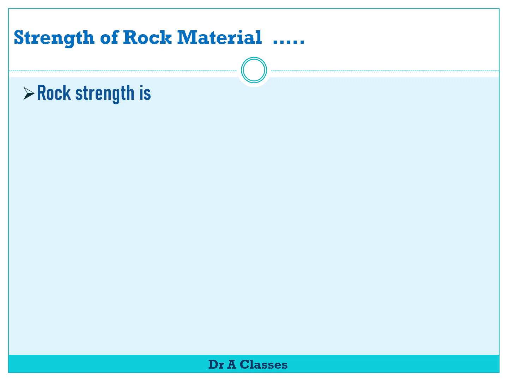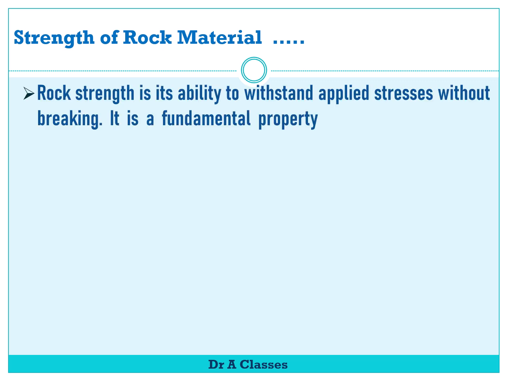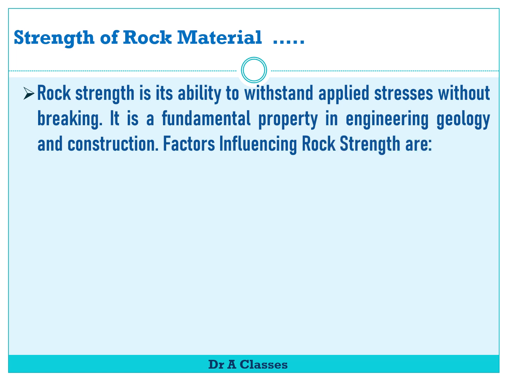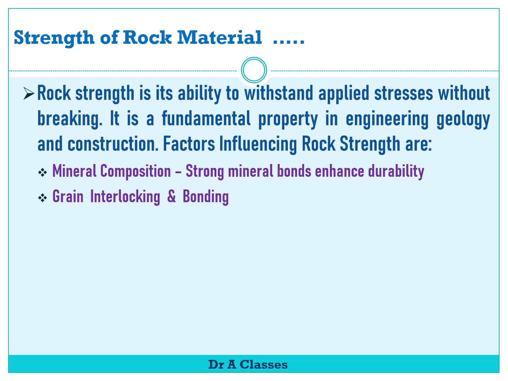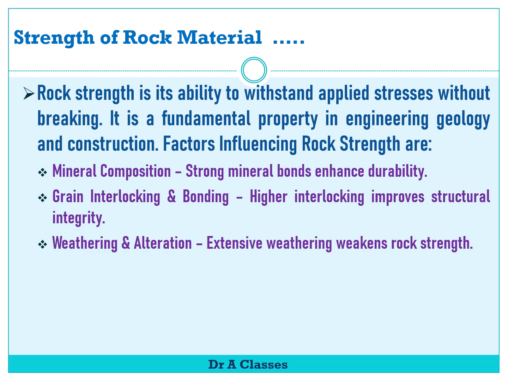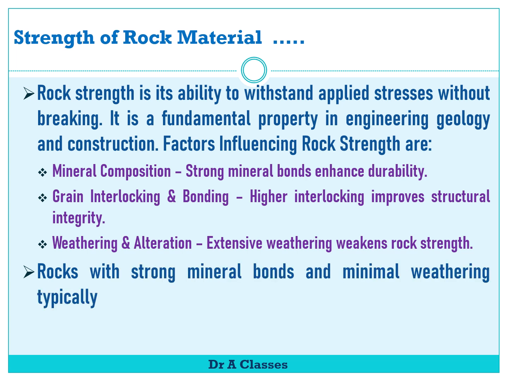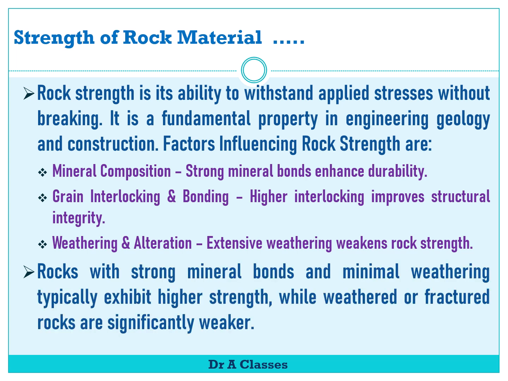Strength of rock material. It refers to the ability of a rock to withstand applied stresses without breaking or deforming. It is a fundamental property in engineering, geology, and geotechnical design as it directly influences the performance of rock in construction and excavation. Several factors influence the strength of rock material, including its mineral composition, the degree of grain interlocking or bonding, and the extent of weathering or alteration it has undergone. Rocks with strong mineral bonds and minimal weathering typically exhibit high strength, while weathered or fractured rocks are significantly weaker.